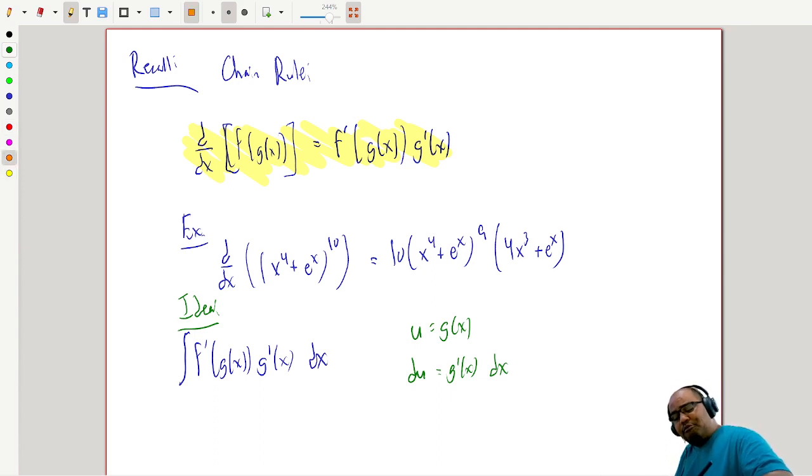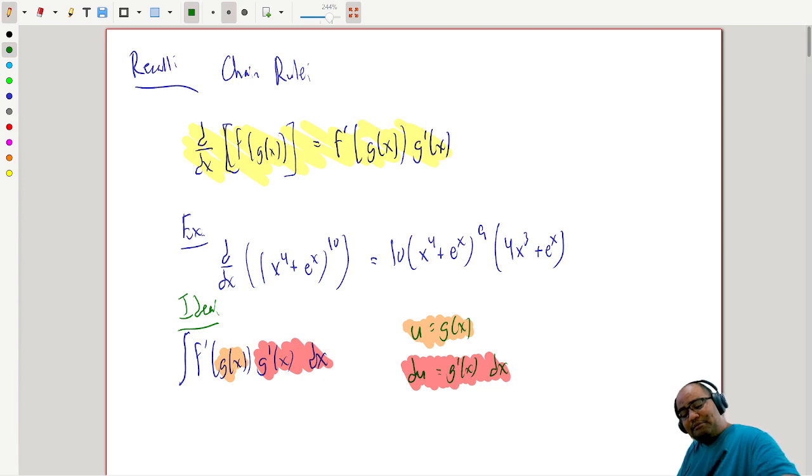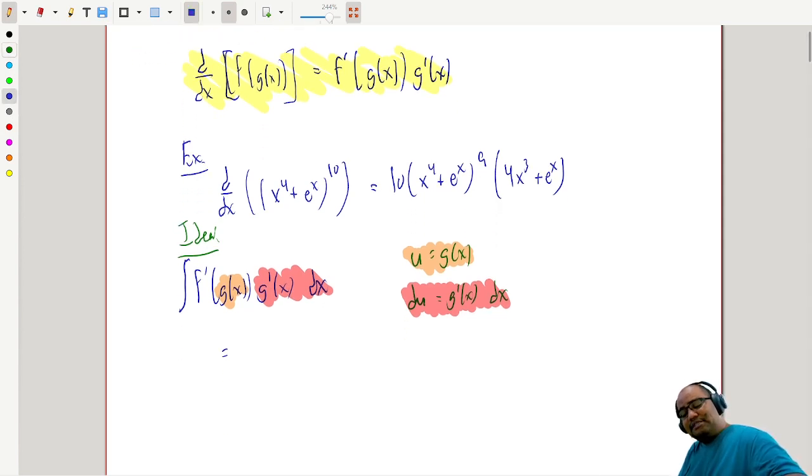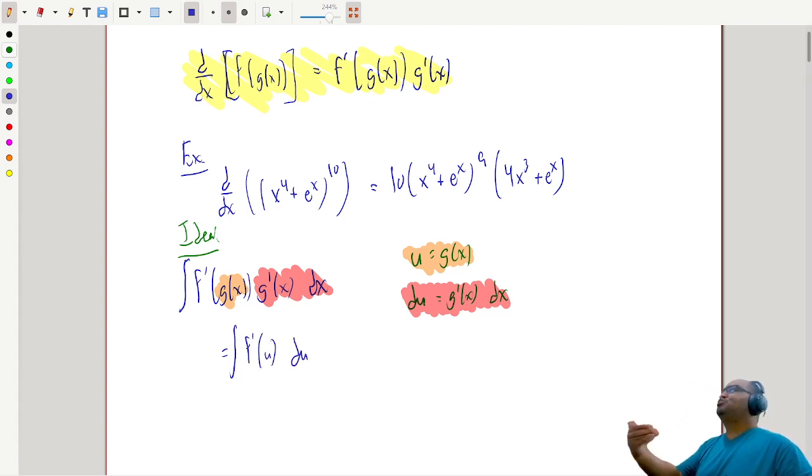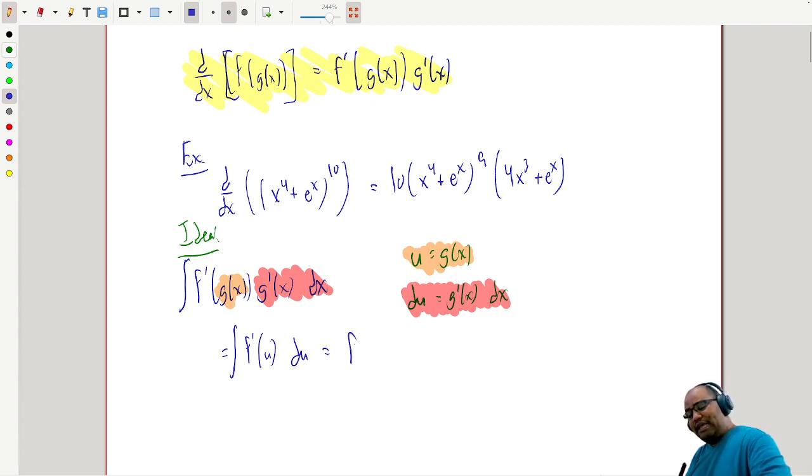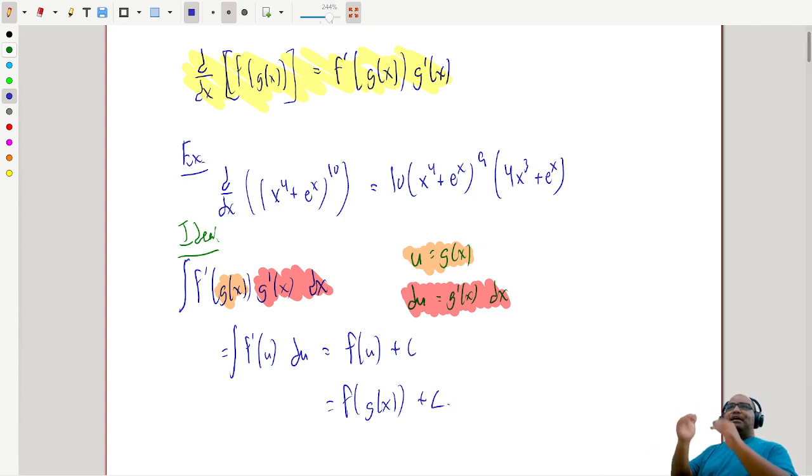In orange here, I'm going to replace g of x with u, and then in red, I have du, which is g prime of x dx. That's all this here. And now take a look at what happens. This becomes the integral of f prime of u du. I'm integrating a derivative, and so I get f of u plus a constant, and now I just go back into the original variable, f of g of x plus a constant. So substitution allows us to make a hard problem easier just by changing variables and collapsing things down.